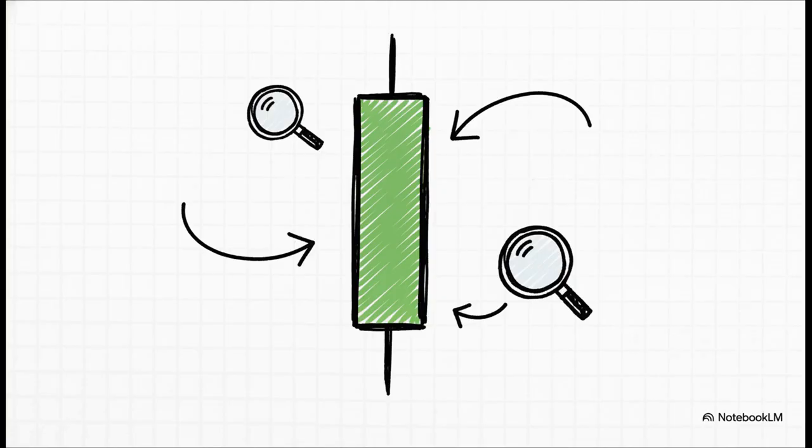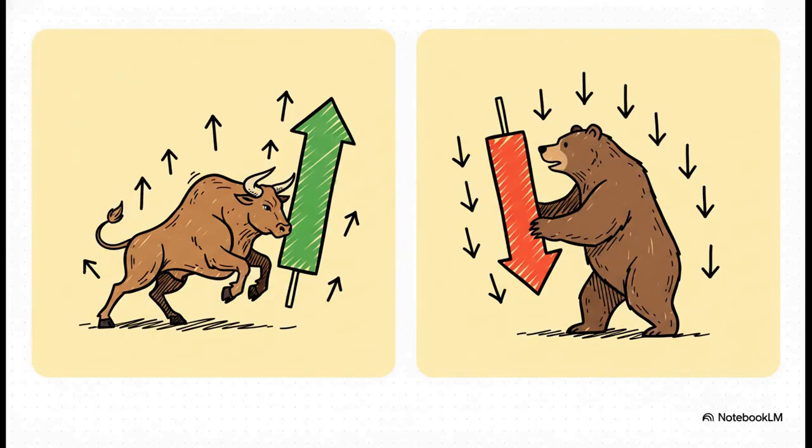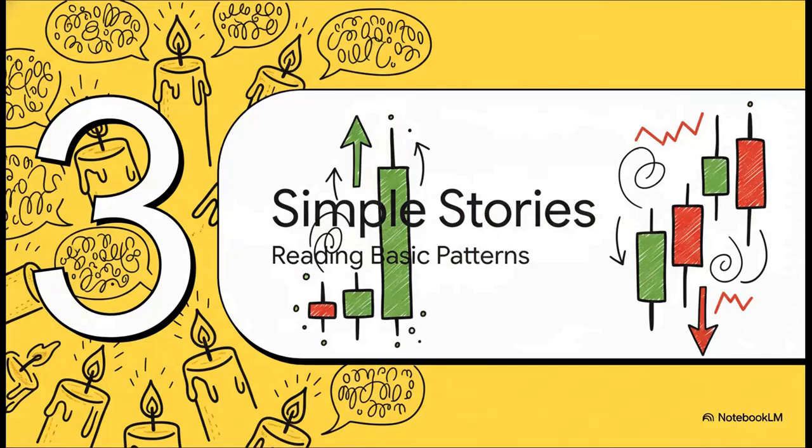Now, this is the cool part. The colour of that body instantly tells you who won the battle for that session. If you see a green or a white candle, that means the price closed higher than it opened. The buyers, the bulls, were in charge. And if you see a red or a black candle, well, the price closed lower. The sellers, the bears, totally dominated. It's simple, it's visual, and you get it in a split second.